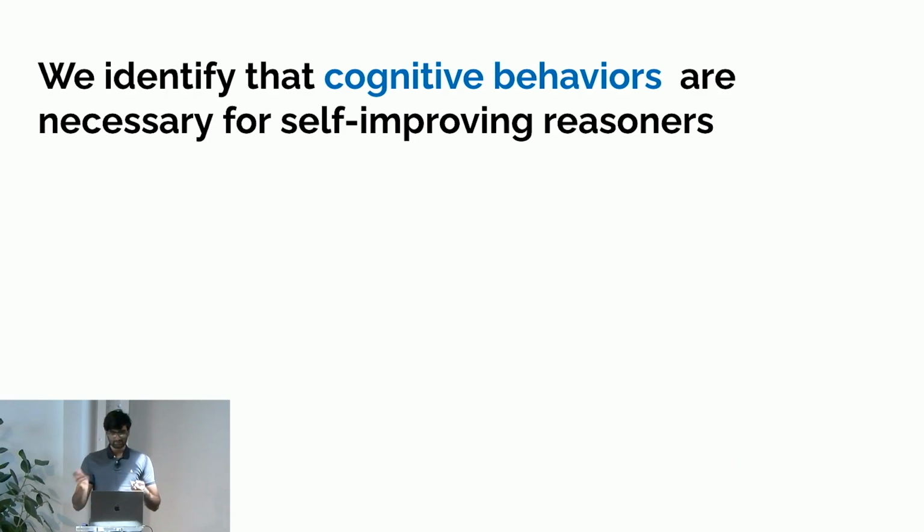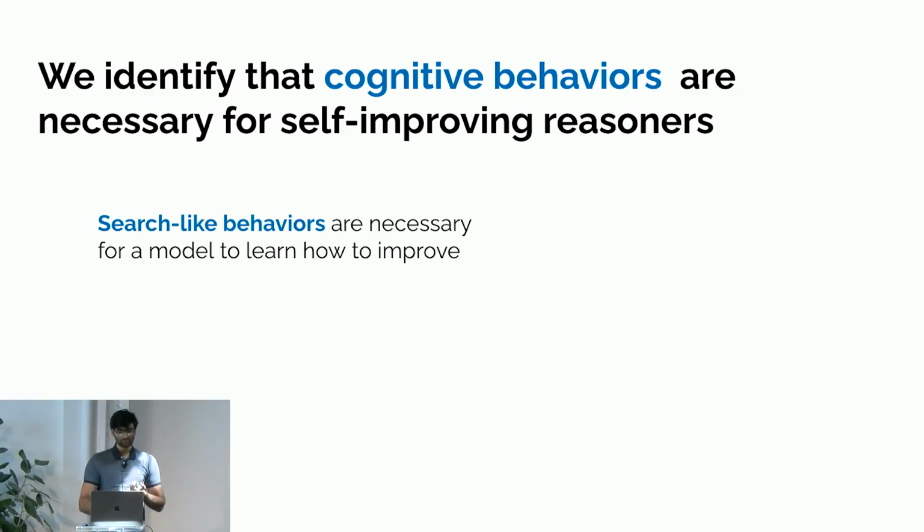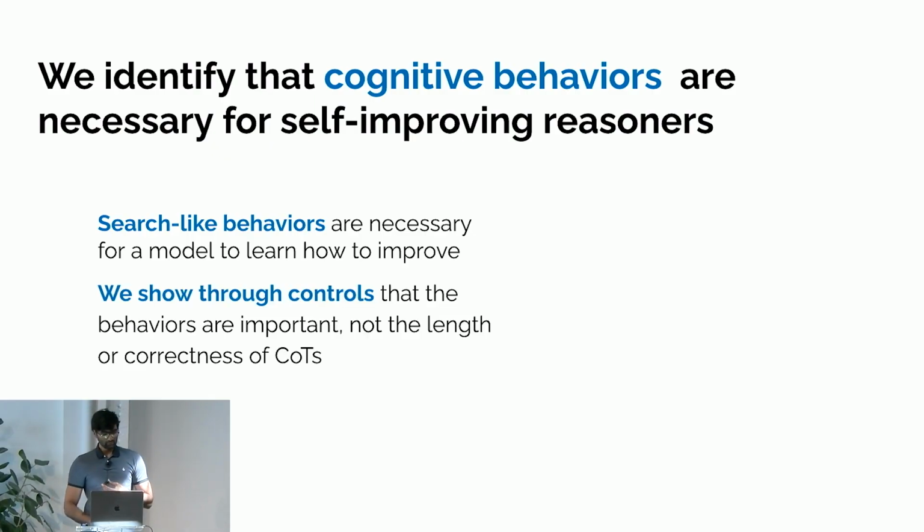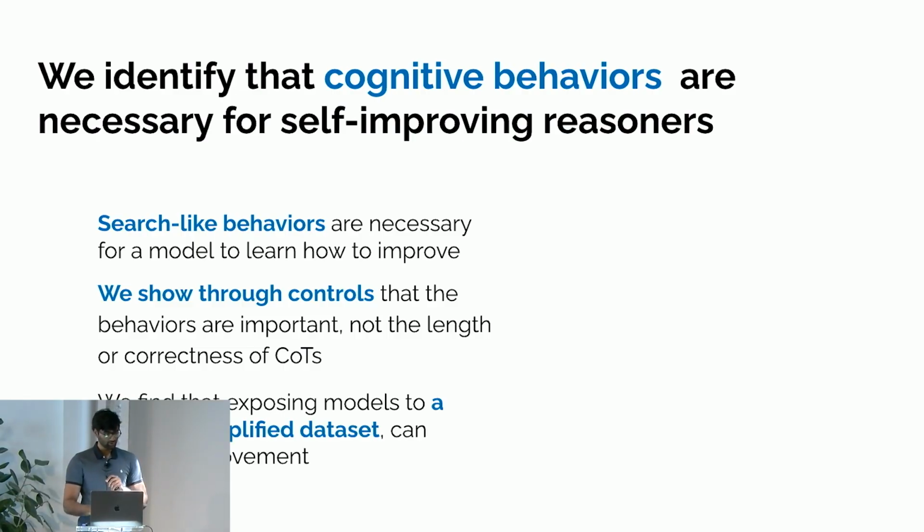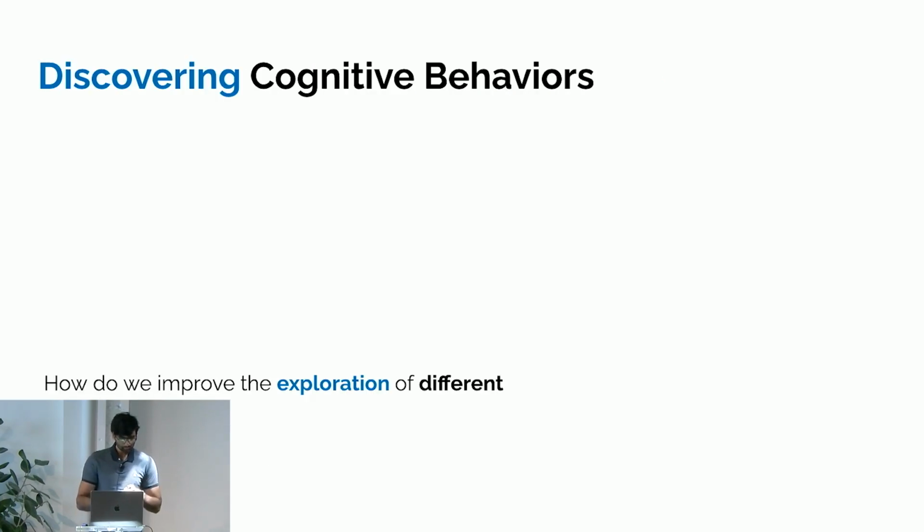Cool, so in summary, we identify cognitive behaviors that are necessary for self-improving reasoners. We show that search-like behaviors are necessary for a model to learn how to improve. We show through controls that the behaviors are important, not length or correctness of the chain of thought. And finally, we show that this is not just a quirk of SFT. You can create more generalized data. You can curate data to have these properties that can get you better improvement when you train with online RL.